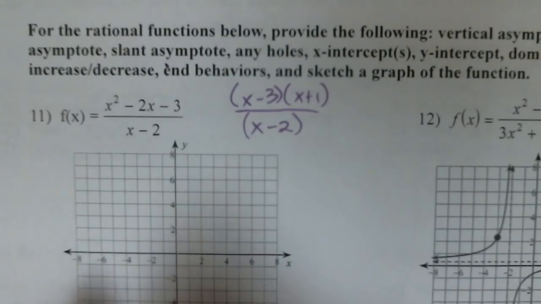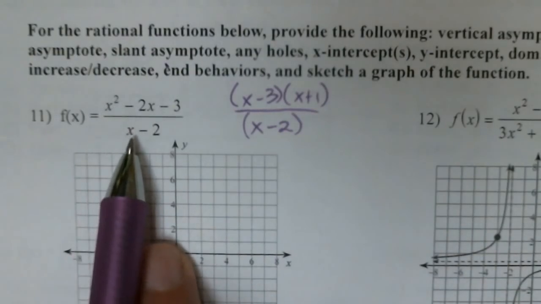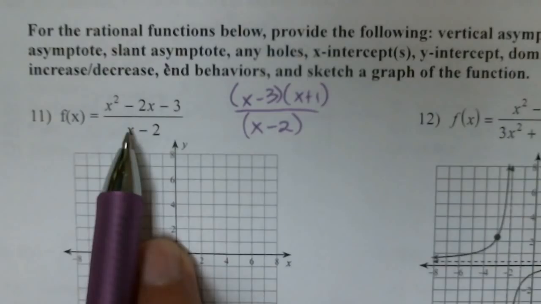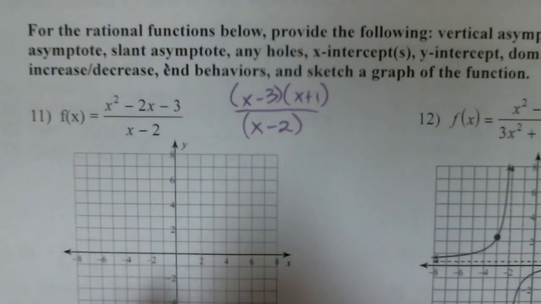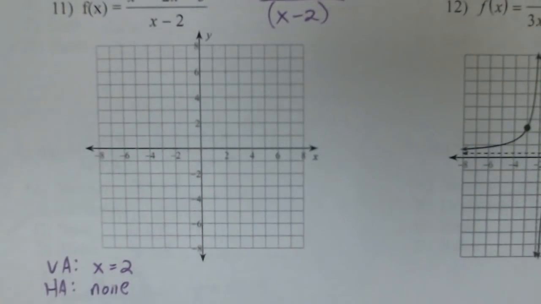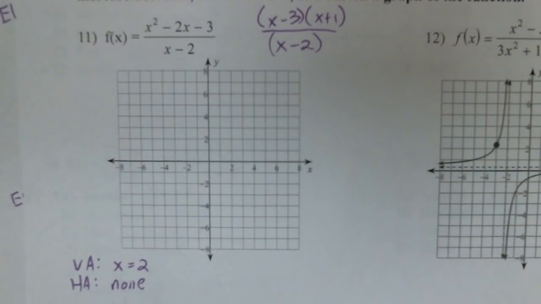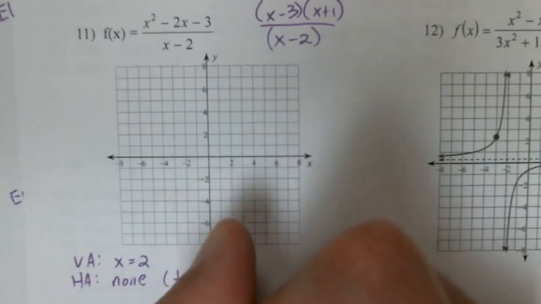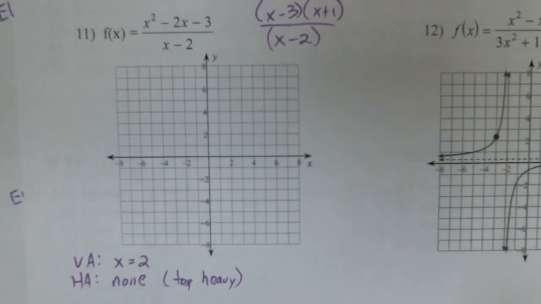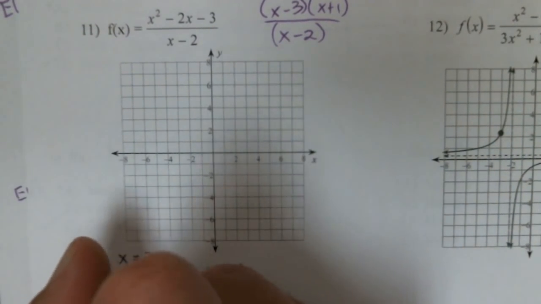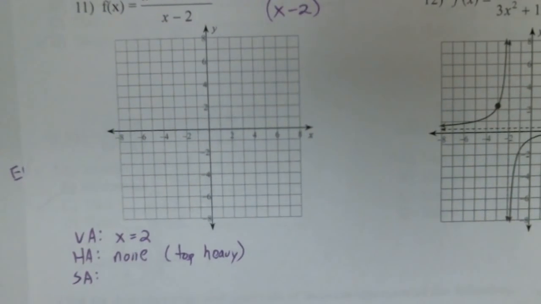My horizontal asymptote, top heavy, bottom heavy, I am top heavy by 1. Okay, so when I'm top heavy by 1, I do not have a horizontal asymptote. Maybe I should zoom out just a little bit. I am top heavy. No horizontal asymptote. So when I'm top heavy by 1, I do have a slant asymptote, SA.